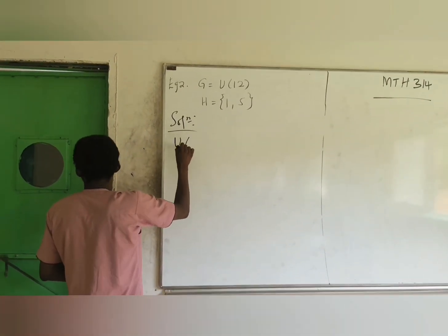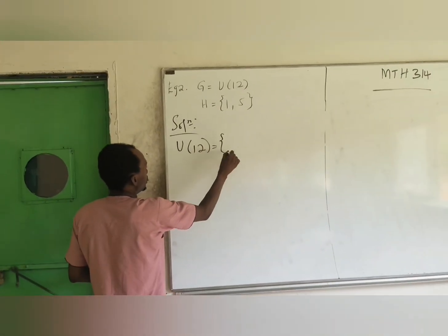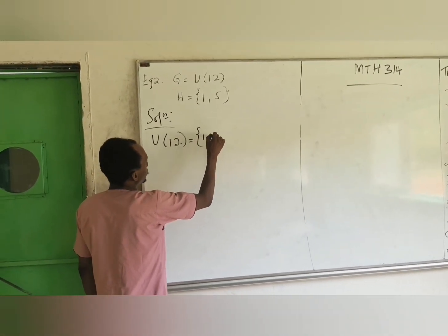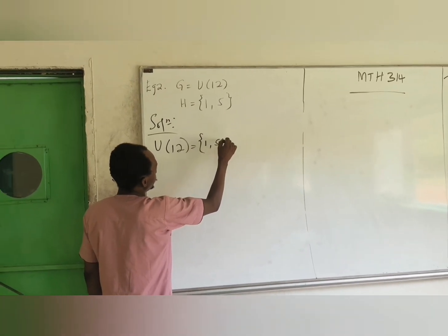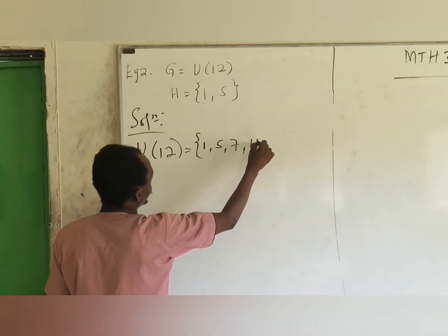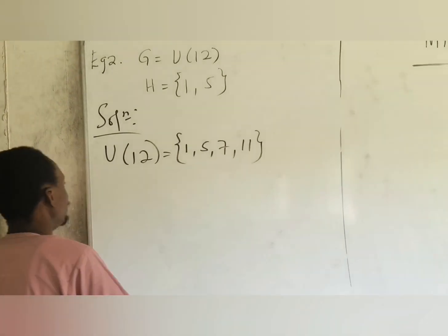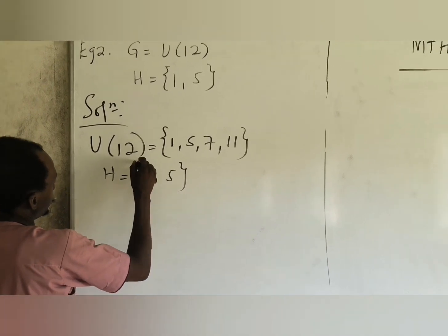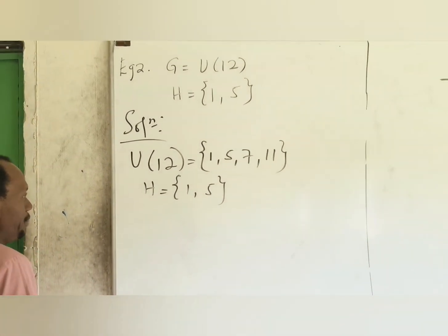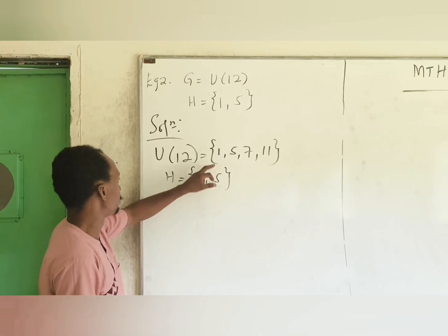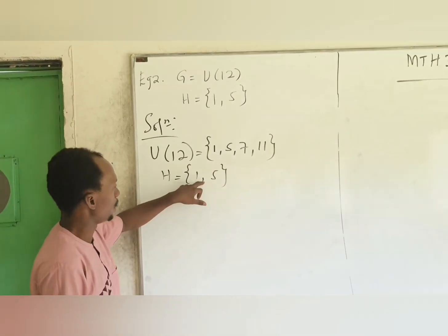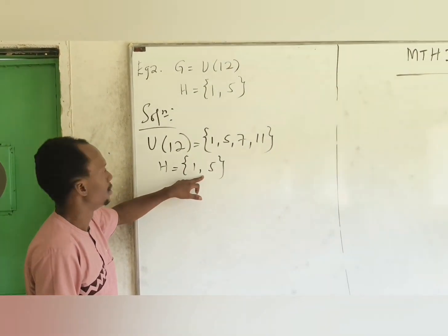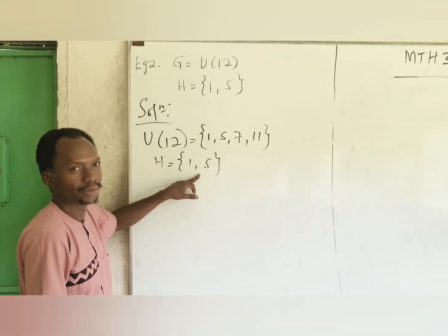Let's write down the group U12. That's 1, 5, 7, 11. So we know our U12 and we know our H as {1, 5}. Let's see whether it will work here first. The order of this, what is the order of this? This is 4 divided by 2. What do we get? So what's the meaning of the 2?